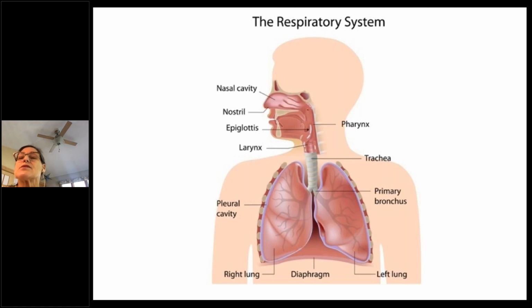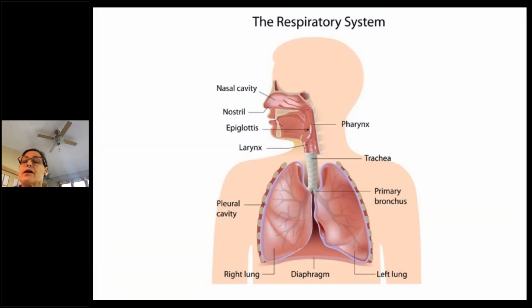So the air passes from the nose and the mouth into the throat, the pharynx, and then down the trachea. And then the trachea splits into the right and the left bronchus. And then it branches out into what look like actual tree branches, and those are bronchioles.